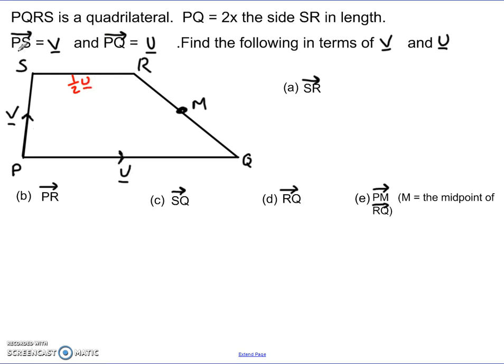What I can also say is that P to S equals v, so this vector is v, and M down here is the midpoint of RQ. Now, I've got various vectors I want to find. Let's have a look. First, I want to find the vector S to R.